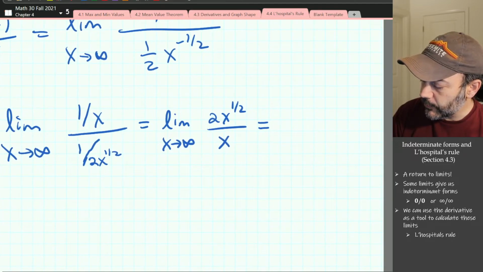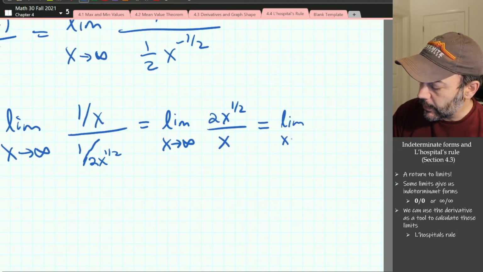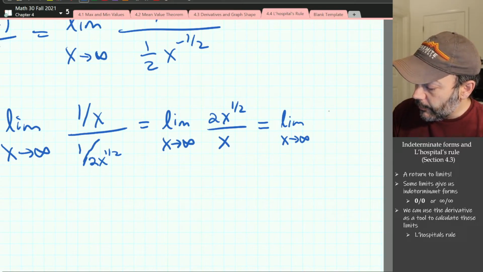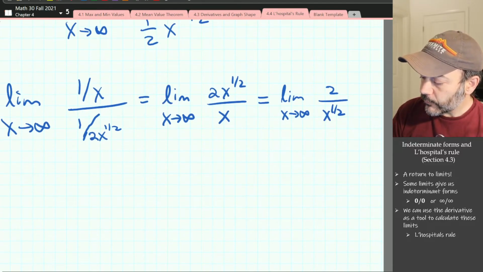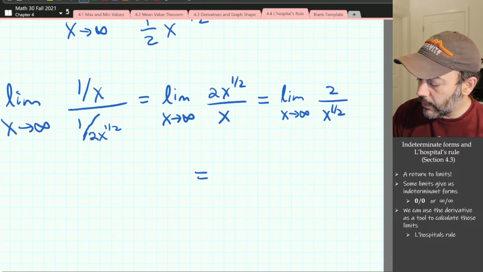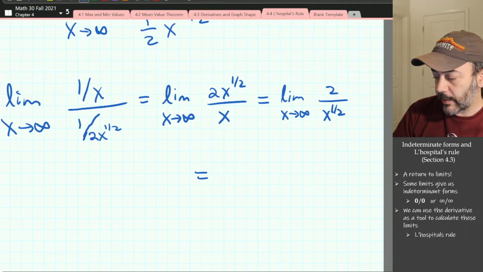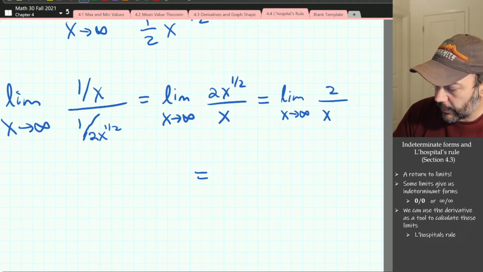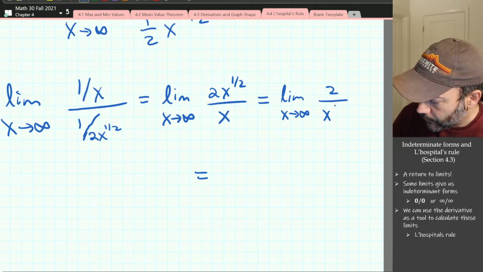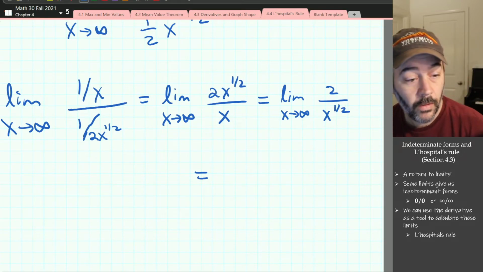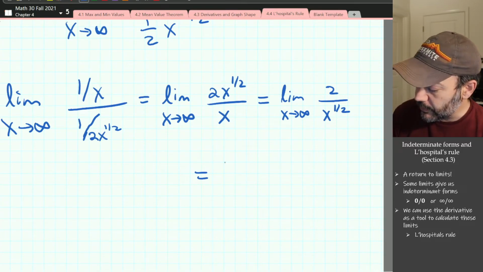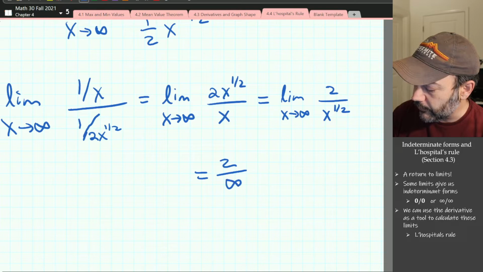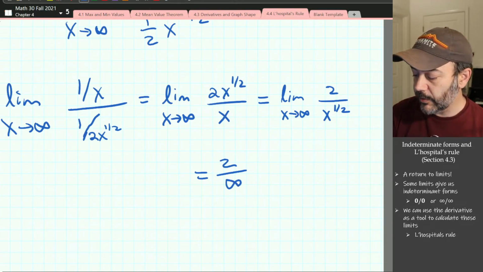And so that would be the limit as x goes to infinity of 2 over x to the 1/2. What I have is x to the 1/2 in the denominator, so that means I have square root of x in the denominator. And what this approaches is 2 over infinity. So the denominator goes to infinity.